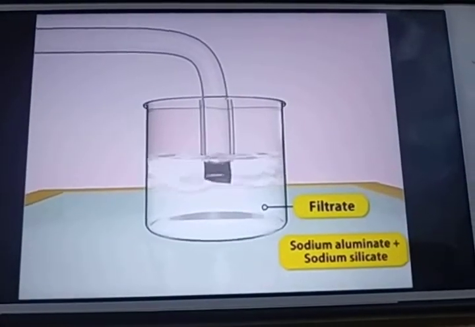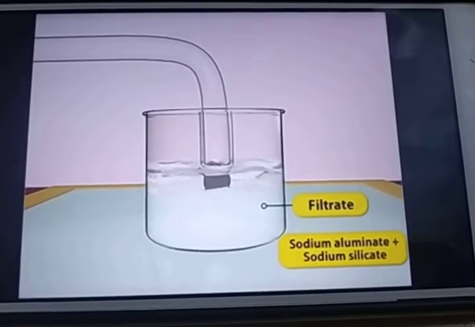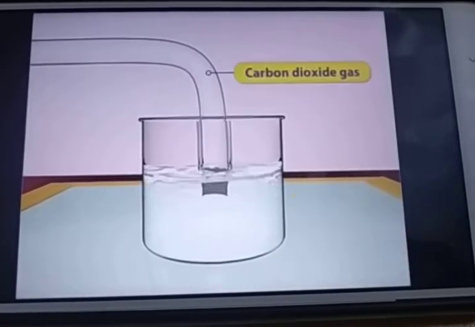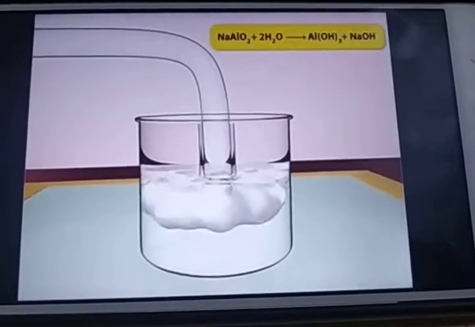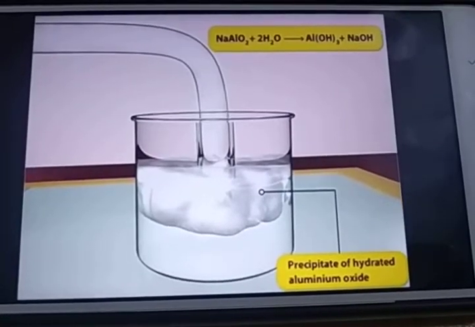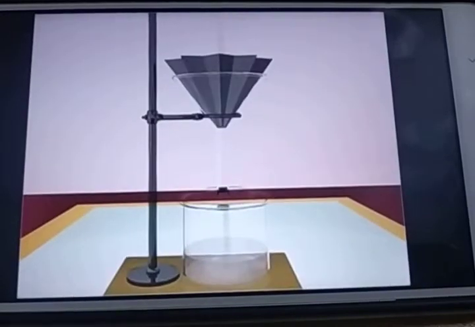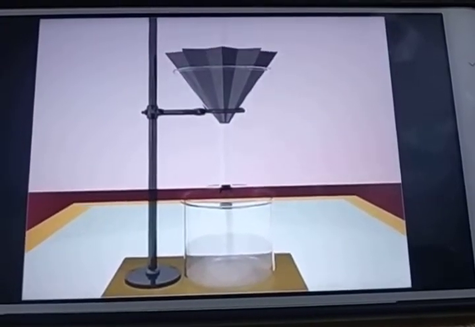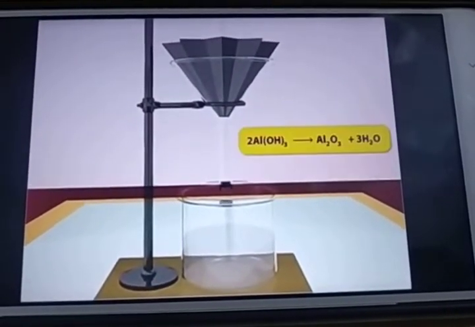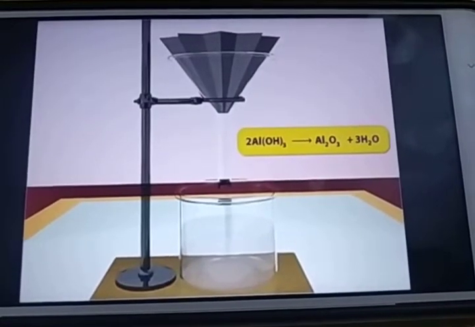The solution containing the sodium aluminate and sodium silicate is further treated with carbon dioxide gas. This leads to the precipitation of the hydrated aluminium oxide, leaving behind sodium silicate in the solution. The hydrated aluminium oxide is then filtered out and heated strongly to form pure aluminium oxide.